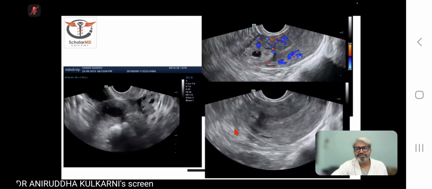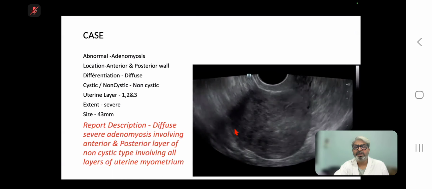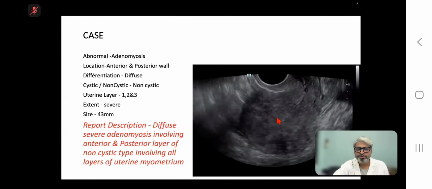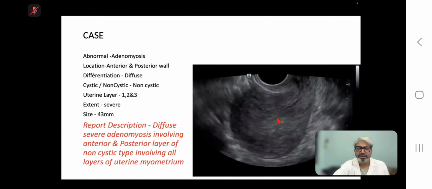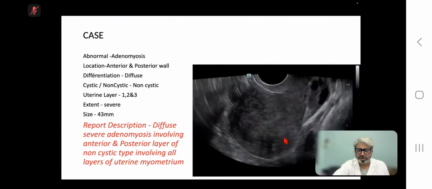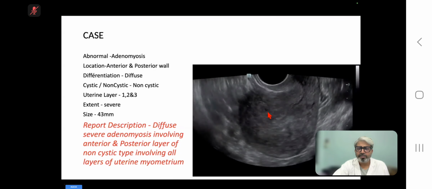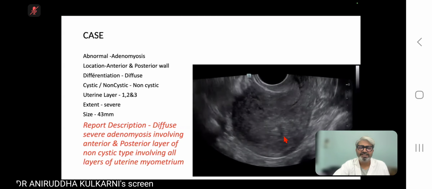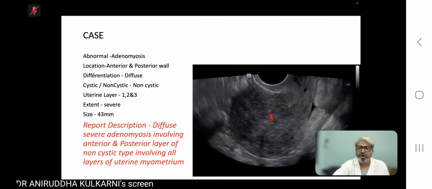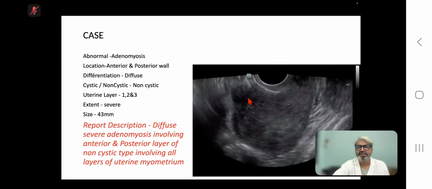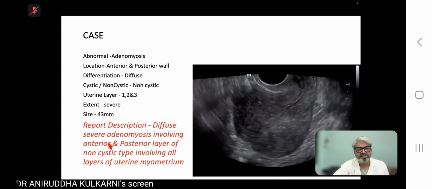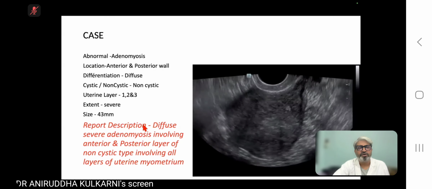Let us take a few cases and see how one can report. Now, in this patient, you can see that it's a diffuse, severe variant of adenomyosis involving the anterior and posterior wall of the uterus, and predominantly it is of a non-cystic variant, and it is involving layers 1, 2, and 3 of the myometrium. So I have taken into consideration all the 7 features and I have reported it accordingly.